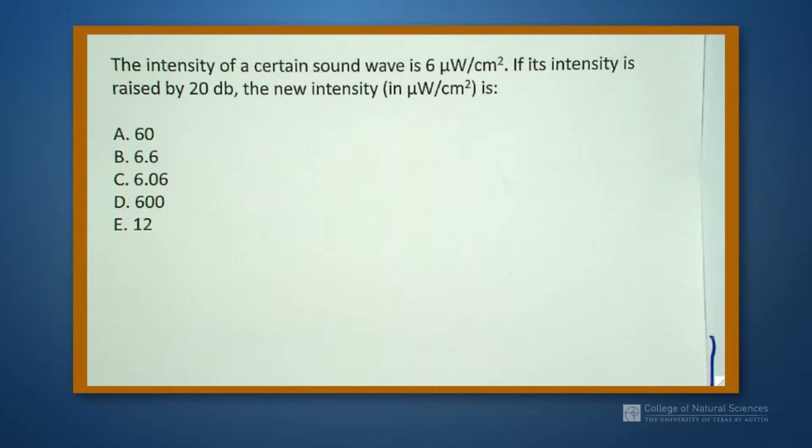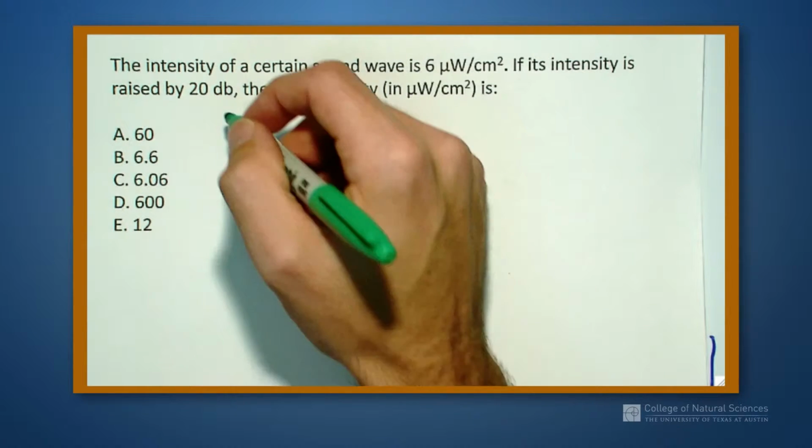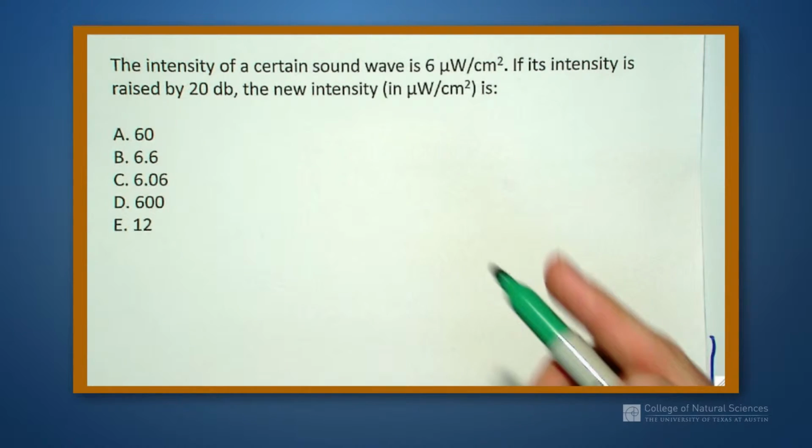Let's take a look at this question together. The question says that we have an intensity of a certain sound wave of 6 microwatts per centimeter squared. If the intensity is raised by 20 decibels, what is the new intensity? Well, it's a little bit of a problem. We're raising it by 20 decibels. I'm not comparing it to a background.